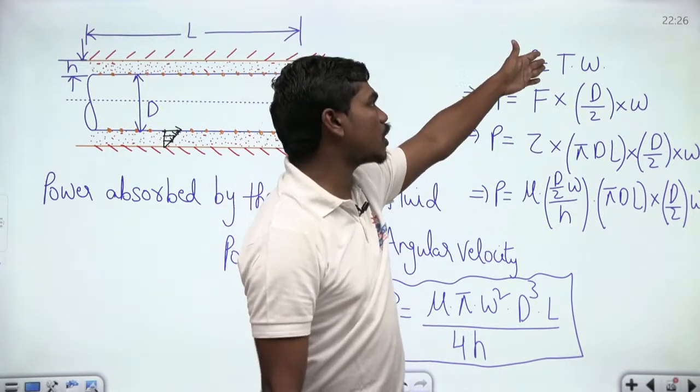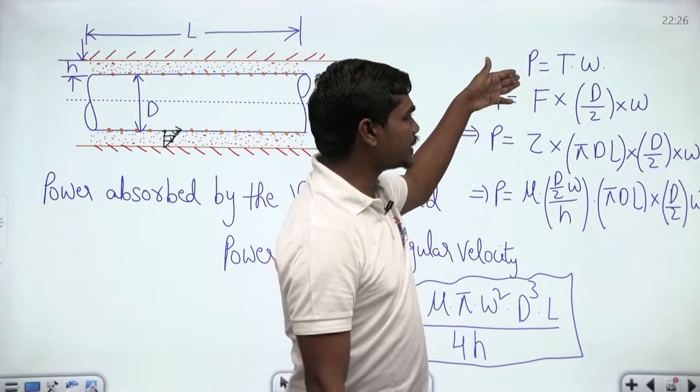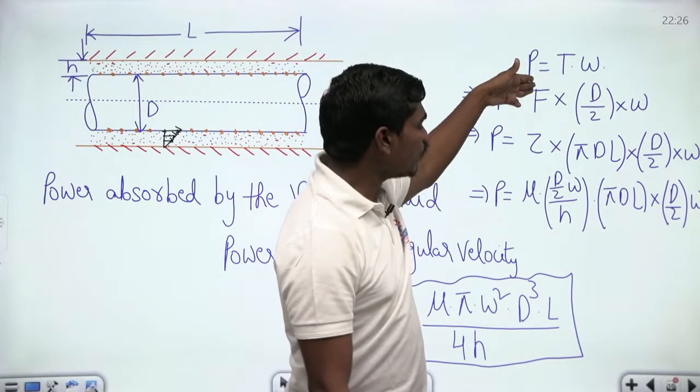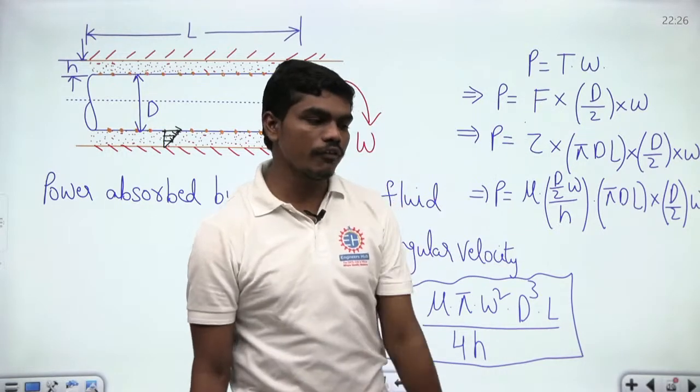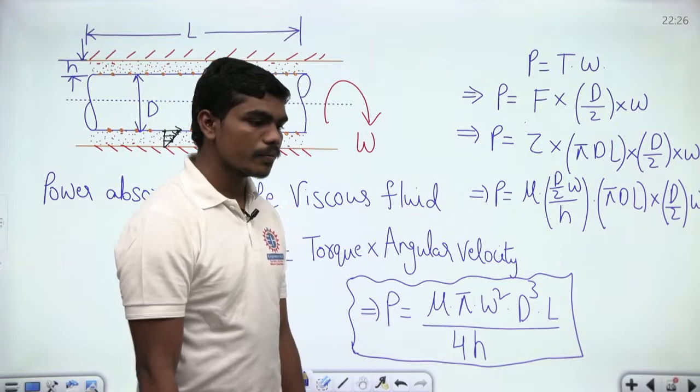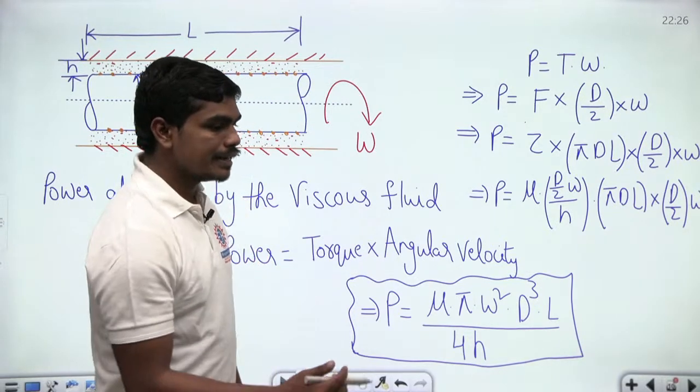Okay, so power is torque into angular velocity, then torque can be written as force into perpendicular distance, and force can be written as shear stress into area, and shear stress can be replaced with Newton's law of viscosity. Okay, fine.